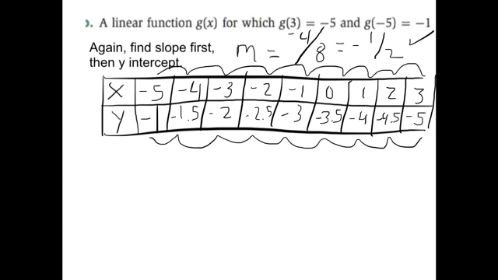So let's just turn this into a function. y equals negative 0.5x, that's the slope, minus 3.5.